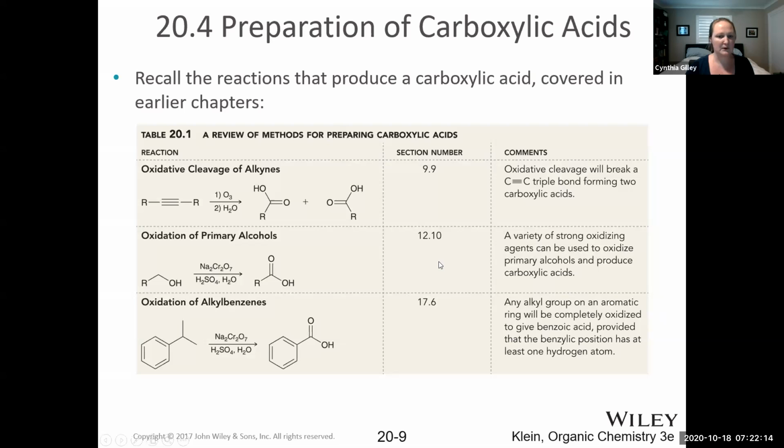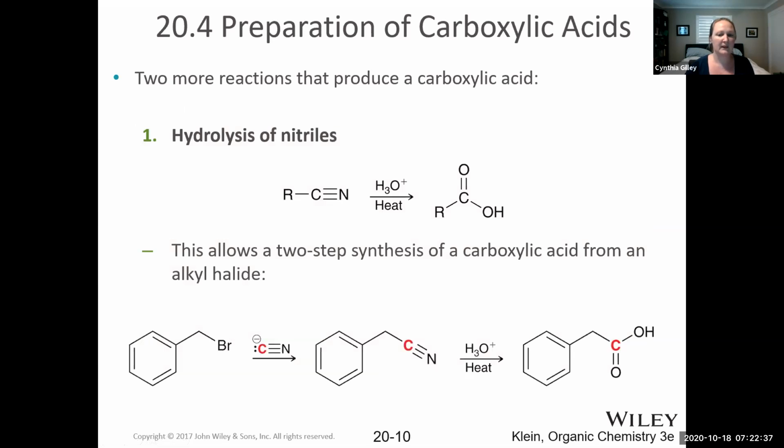We originally encountered this reaction in chapter 12. It takes a strong oxidizing agent to do that, such as sodium dichromate. We can also oxidize the benzylic carbon as long as there's at least one hydrogen attached. We can use sodium dichromate to oxidize it to a carboxylic acid, specifically a benzoic acid. Let's look at some new reactions that produce a carboxylic acid.